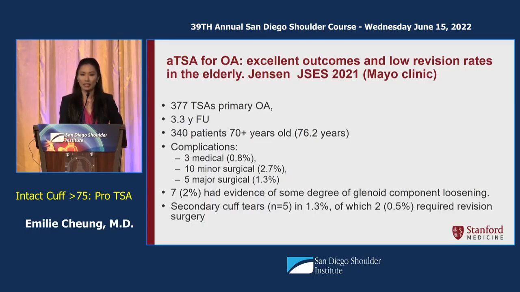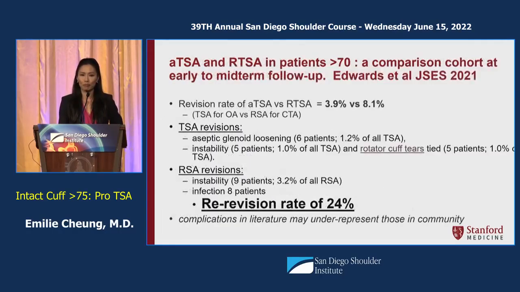Looking at the Mayo Clinic study last year, specifically at older patients greater than 70 years with intact cuffs and primary osteoarthritis, complications are listed here, but the risk for revision surgery is really not that high. Secondary cuff failure is only 1.3%, of which only 0.5% required a revision surgery.